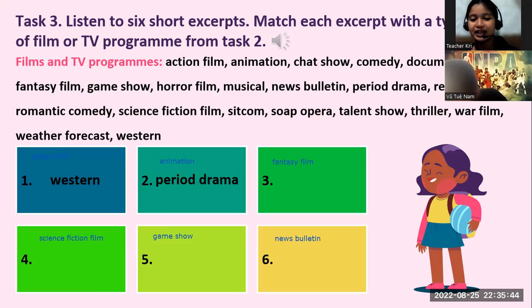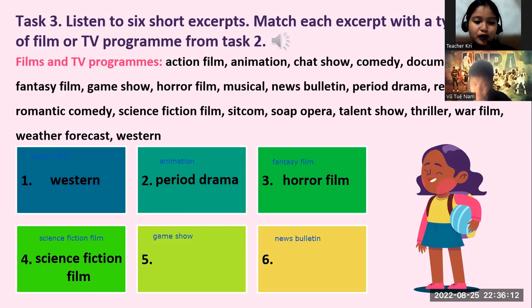Okay, number three. So number three is a horror film. Okay, so it's not a fantasy film, but a horror film. It is because in the audio a while ago, it talks about dead people who are rising. So it's all about horror. Okay, do you understand? Yes, teacher.